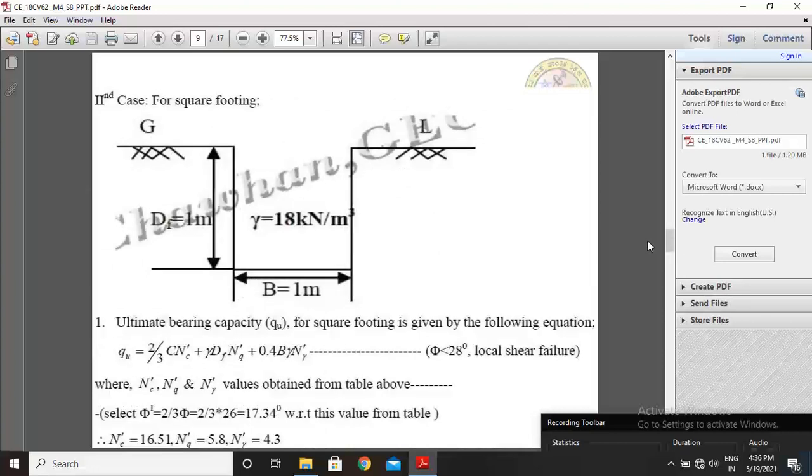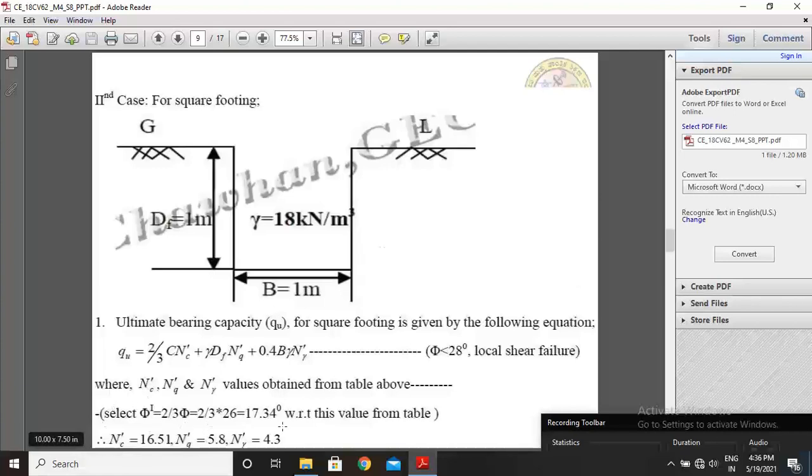Next, in the second case for square footing, draw the diagram, that is the footing sketch. This is the ground level, this is the depth of the footing, 1 meter, and the width of the footing, that is the side, is 1 meter, and unit weight of soil gamma is 18 kilonewton per cubic meter. This is the foundation diagram as per the data. Now follow the same steps.